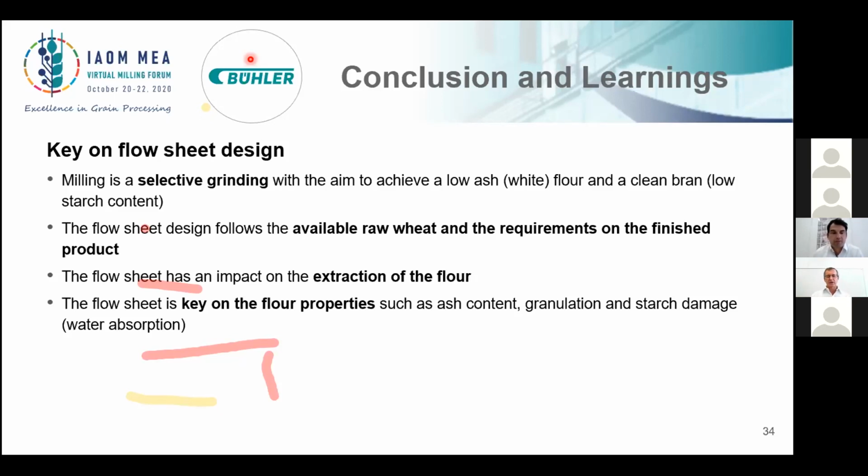Also the conditioning of wheat. When we have a low tempering time, where the aleurone is sticking on the endosperm, it will be hard to separate the aleurone from the bran, and as a consequence we also have low extraction at a given ash. So let's say it's the flow sheet, it's the conditioning, it's the maintenance of the machines, and it's the operator's setting.